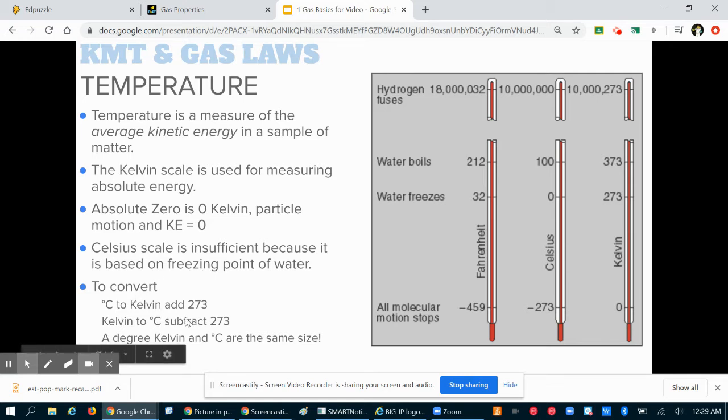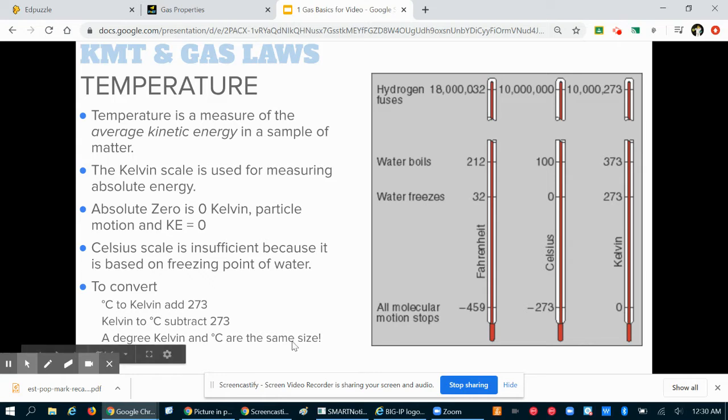Well, how do we convert between the two? Because most of the measurements we're taking are going to be in Celsius. To go from Celsius to Kelvin, you're going to add 273. And then if you're in Kelvin and you want to go back to Celsius, you'll just subtract. There is a formula for Fahrenheit, but we're not going to worry about that right now because that's difficult. And if we just take our measurements in Celsius or Kelvin, it'll make it a lot easier.